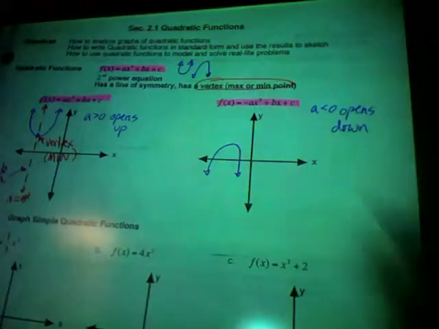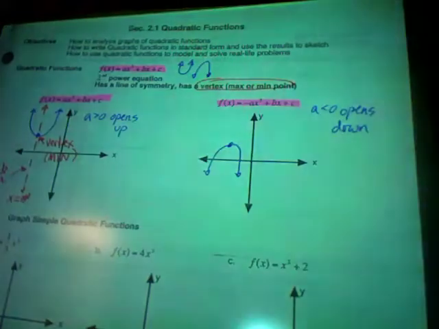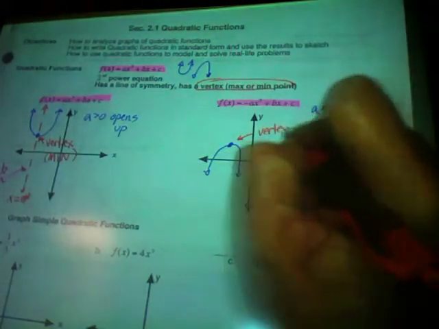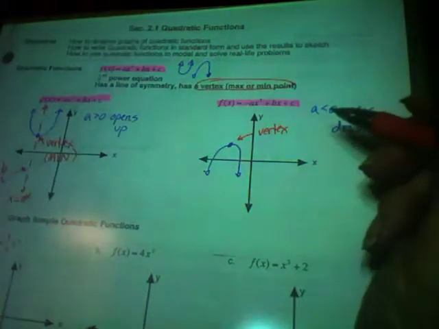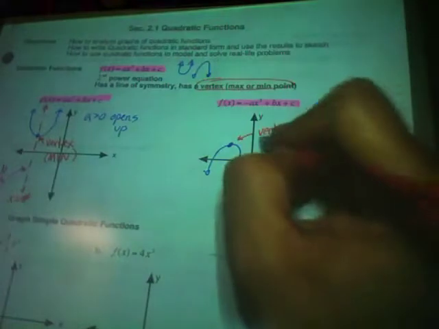And then this would be my vertex here. So in this case, is your vertex a minimum or a maximum? Yeah, because if it opens down, the vertex is at the very top, and if it's at the very top, it's a maximum.